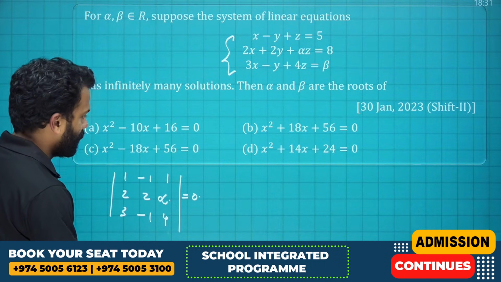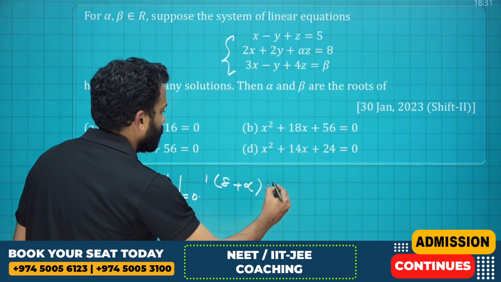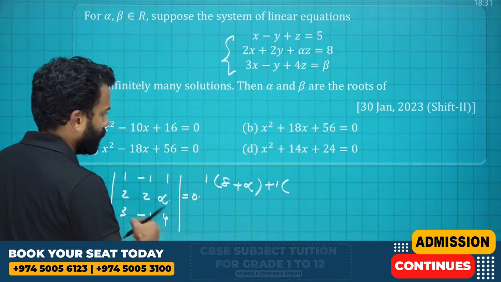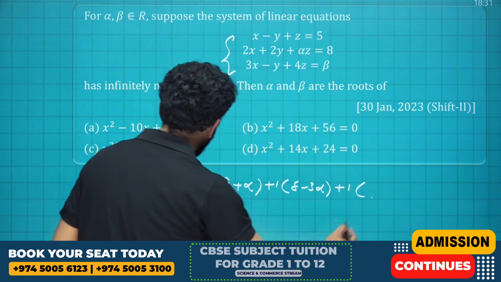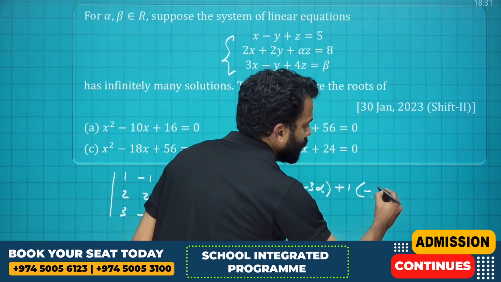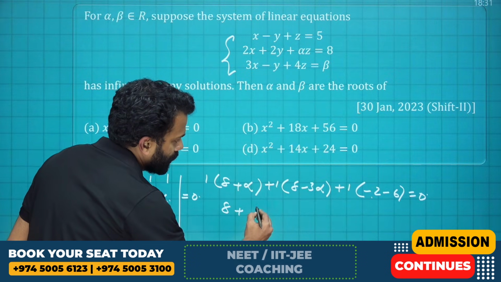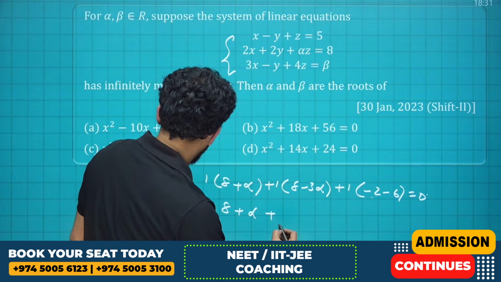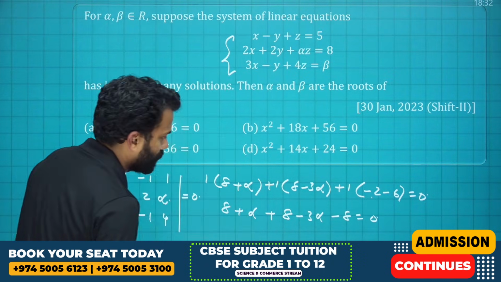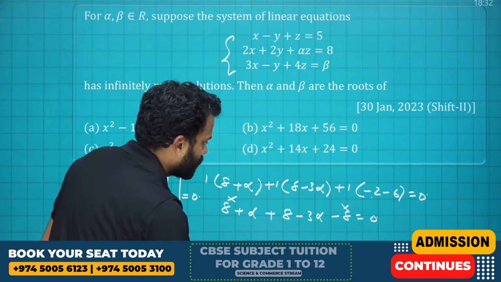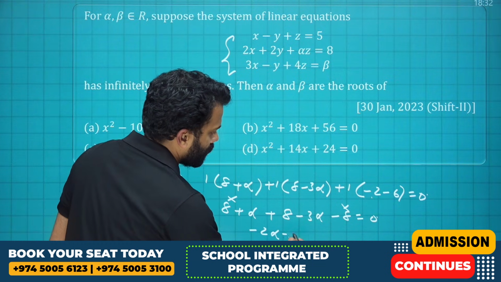We can expand it. That is 1 into (8 plus alpha) plus 1 into (8 minus 3 alpha) plus 1 into (minus 2 minus 6), which is equal to 0. That is 8 plus alpha plus 8 minus 3 alpha minus 8 is equal to 0. This and this got cancelled. This becomes minus 2 alpha plus 8 is equal to 0, that is minus 2 alpha equal to minus 8.